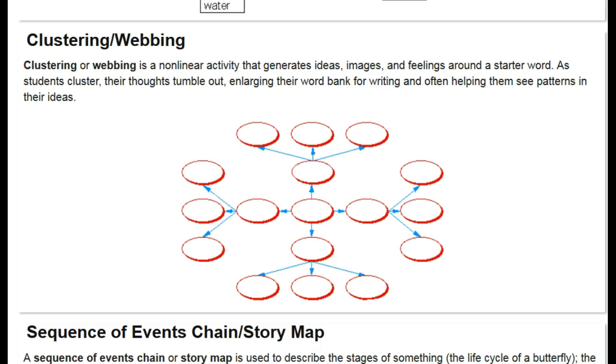Clustering and webbing. Clustering or webbing is a non-linear activity, meaning it doesn't go in a straight line, that generates ideas, images, and feelings around a starter word. As students cluster, their thoughts tumble out, enlarging their word bank for writing, and often helping them see patterns in their ideas.